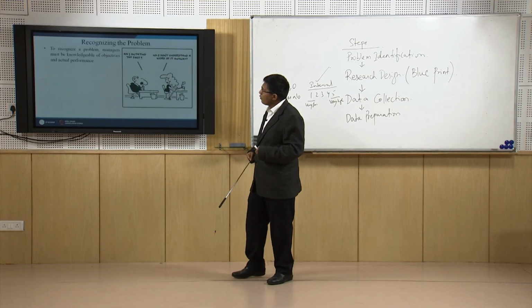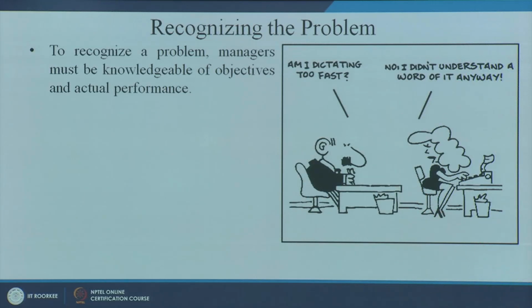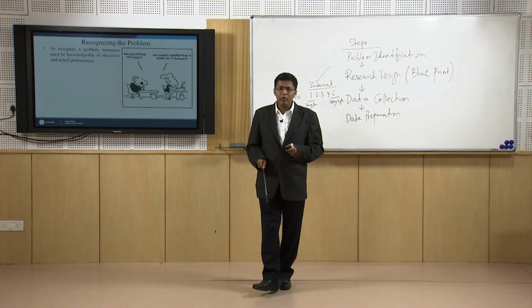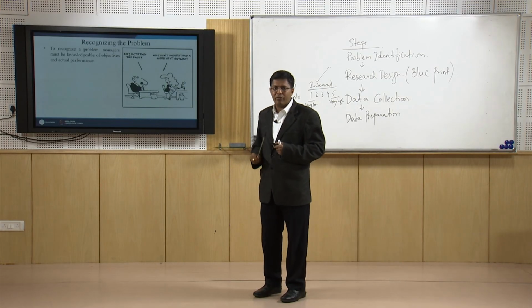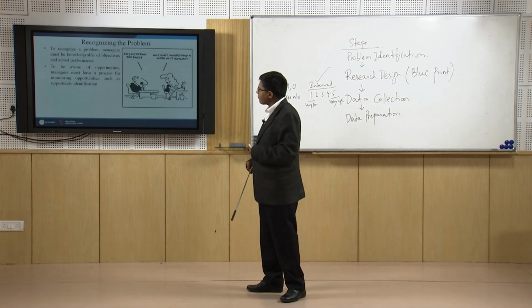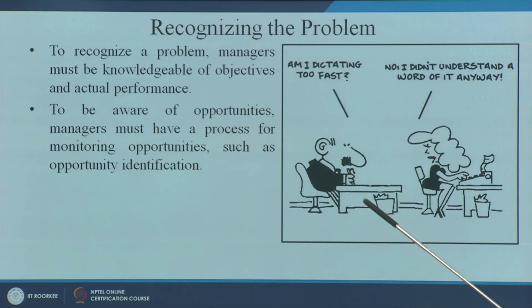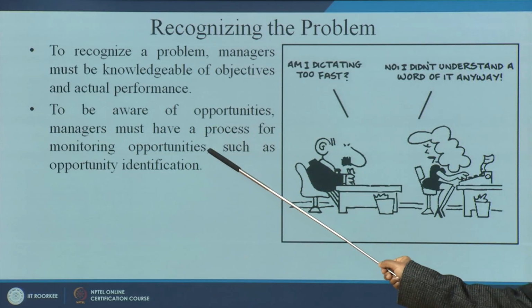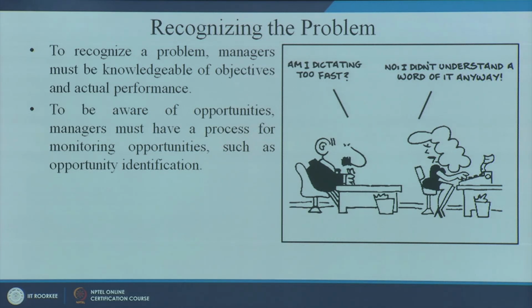Okay. To recognize a problem, managers must be knowledgeable of objectives and actual performance. You should know what you are actually doing. You should be able to define your problem, right. To be aware of opportunities, you must have a process for monitoring opportunities to identify them.